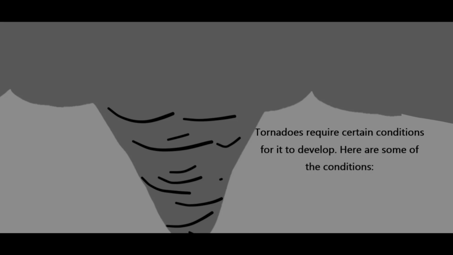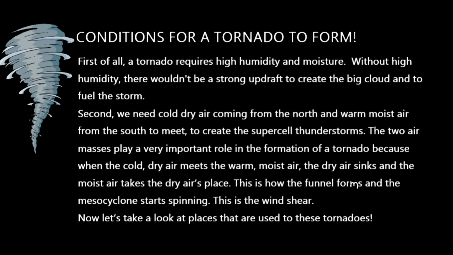Tornadoes require certain conditions for it to develop. Here are some of the conditions. First of all, a tornado requires high humidity and moisture. Without high humidity, there wouldn't be a strong updraft to create the big cloud and to fuel the storm.